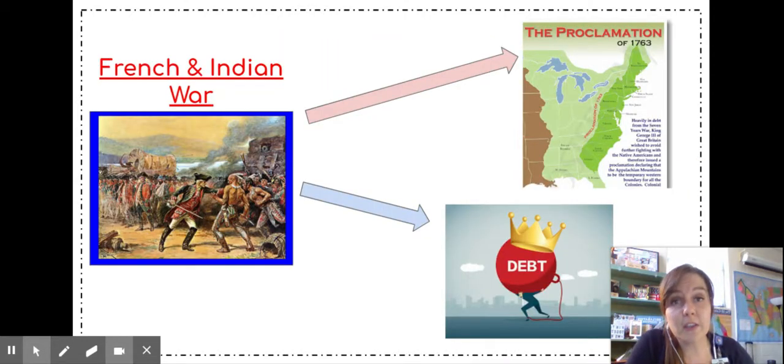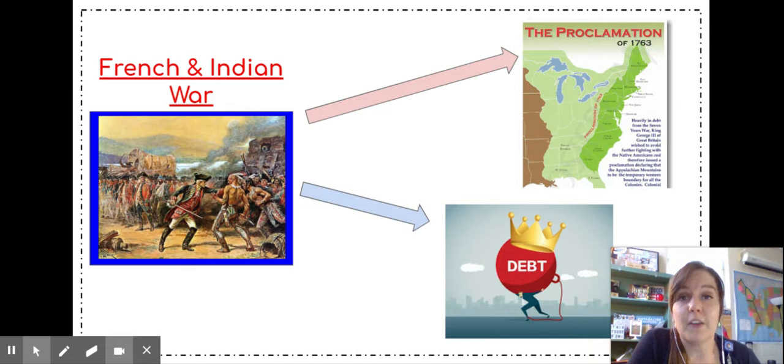First thing you need to know is that there are two really big effects of the French and Indian War. One of them we learned just today, and that is that King George III decided he no longer wanted to bother with the fighting between the Native Americans and the colonists, so he created that proclamation line to divide the two groups. Native Americans got all the land to the west of the Appalachian Mountains, and colonists were supposed to remain in the east of the Appalachian Mountains.